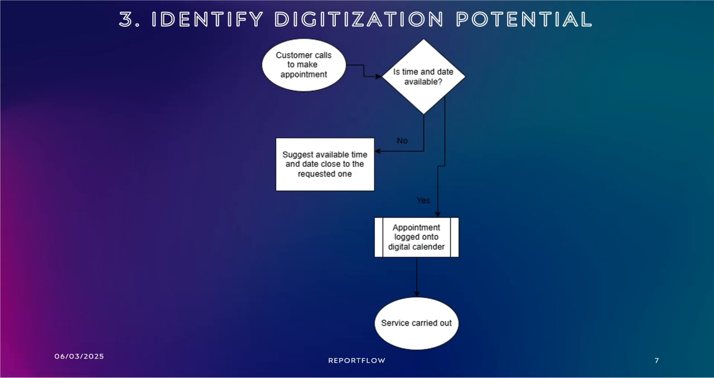The next thing you want to do is identify digitization potential. What step in your process that has been mapped could you now make digital? So in this example, you get the call, you make your suggestions, but instead of a manual calendar, you check a digital calendar. And a digital calendar is a big difference from a manual one, where you could access it from anywhere, you could make modifications, you could add notes, you could compile, you could do a lot more with a digital calendar than you can with a manual one.